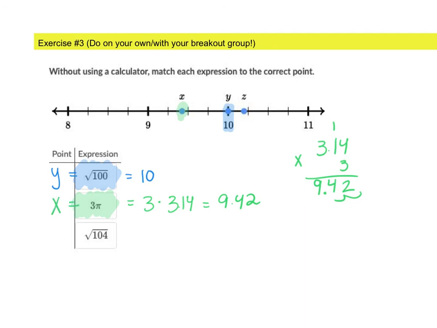That tells us that there's only one left, and that is 104. And that's going to be our z point here. And that should make sense to you because 104 is more than 100. So this is supposed to be more than the square root of 100, and that's where that falls. Okay? Check your work with mine. Let me know if you have any questions before moving on.